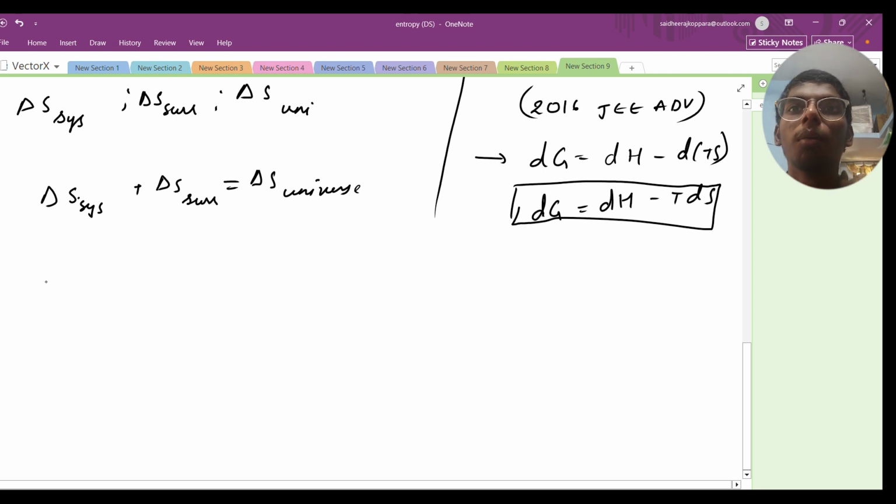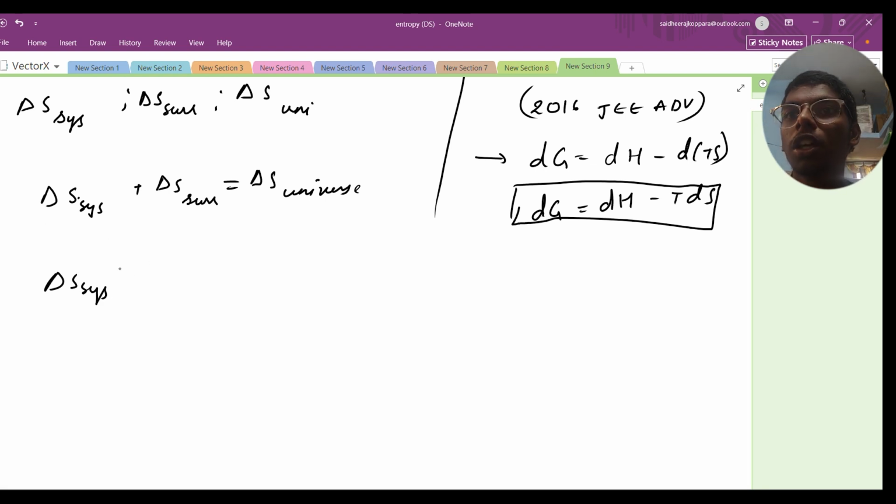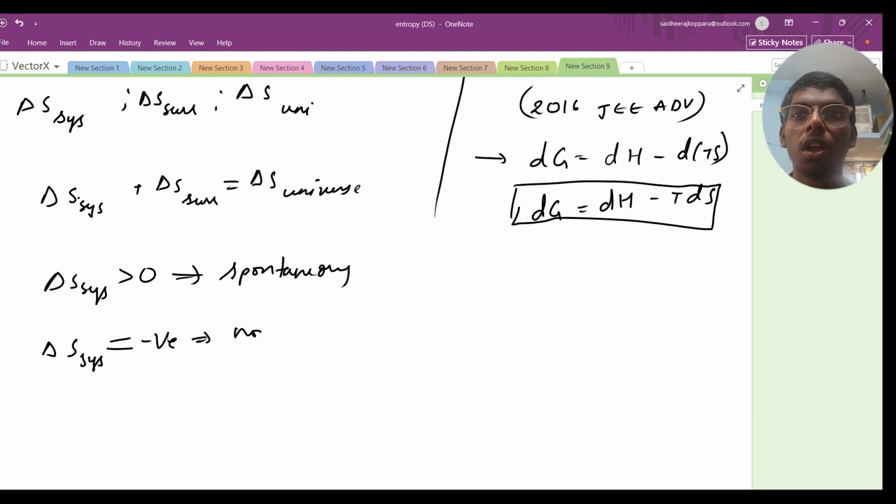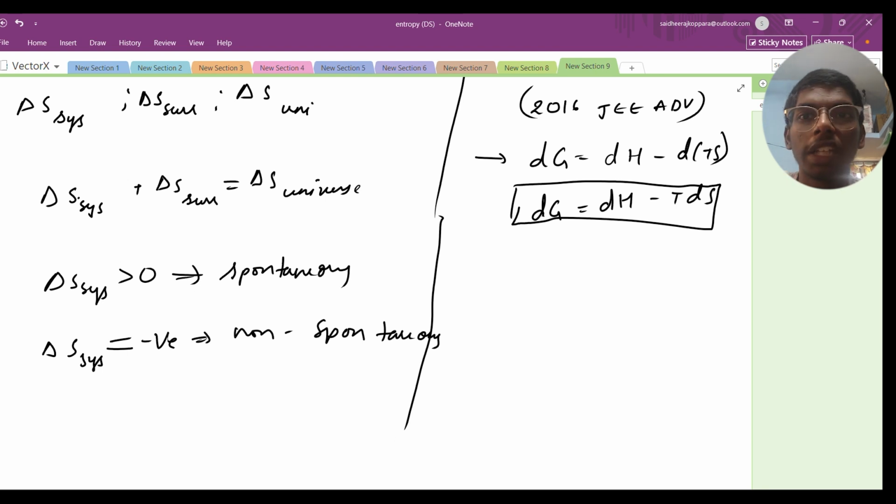When it came to the discussion of spontaneity, if the system's entropy change is positive, then it was spontaneous, but if it's negative, then it's non-spontaneous. That was the discussion made. And there were many reactions which didn't follow this. You know that they are spontaneous, but you couldn't say that the entropy was negative or positive.